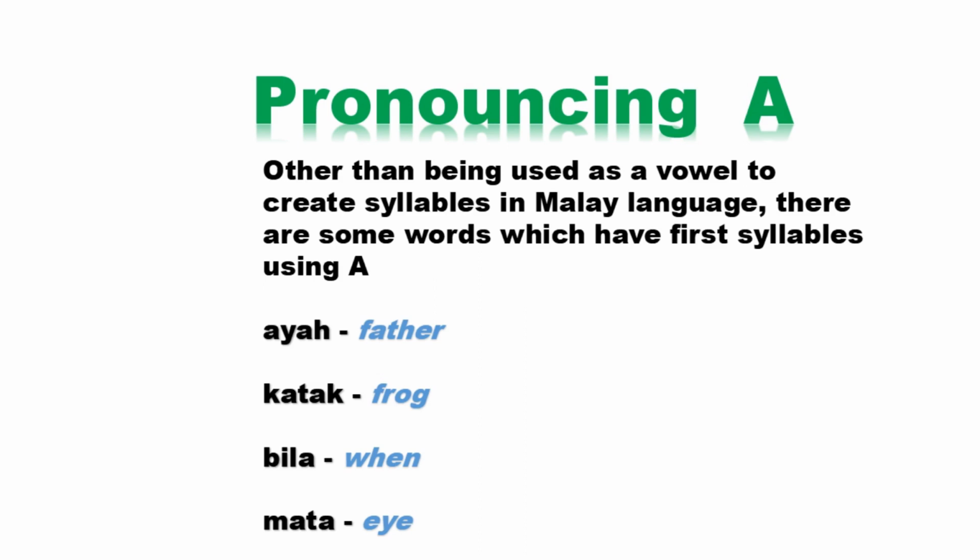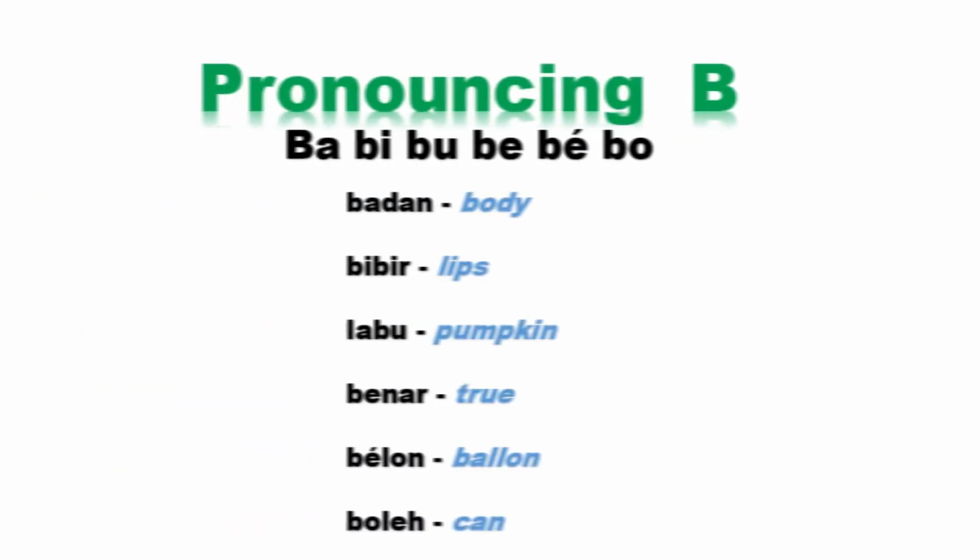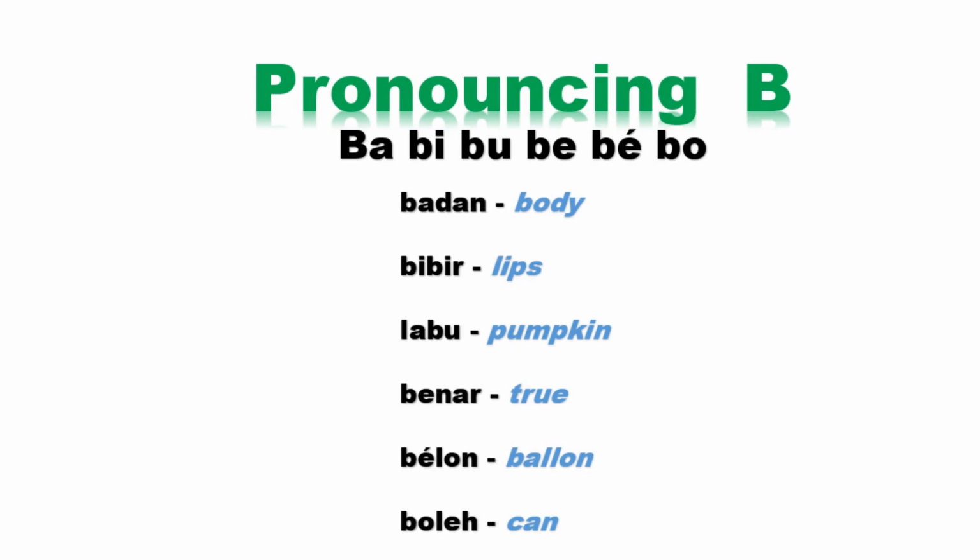Other than being used as a vowel to create syllables in Malay language, there are some words which have first syllables using A. I will give you some word examples. Alam, asam, atas, Asia, akar. So, now you know there are two ways to pronounce A. The rest of the vowels will be explained along with the rest of the consonant letters, together with example words as well.